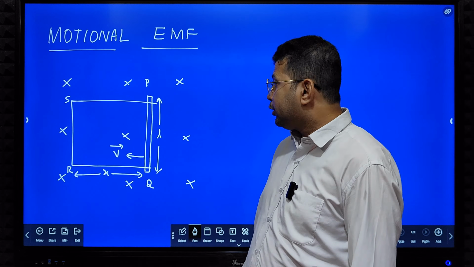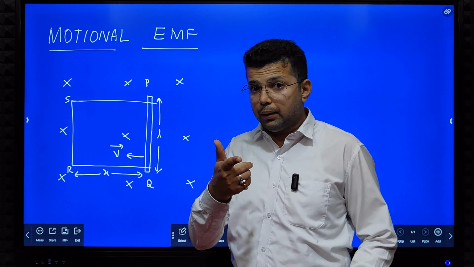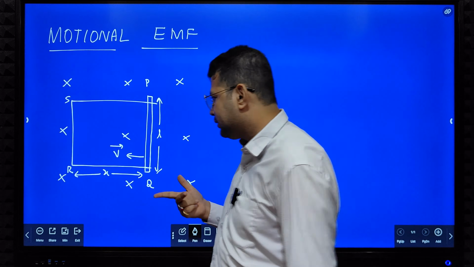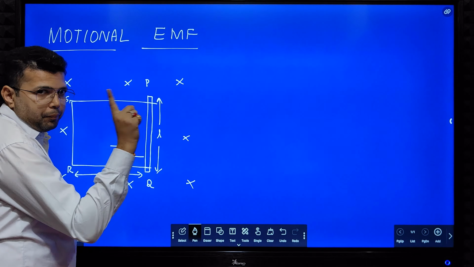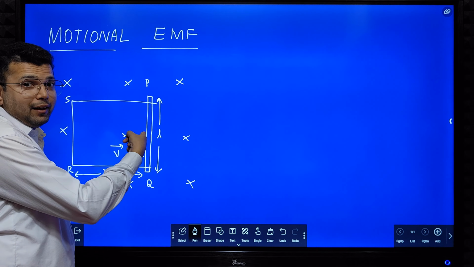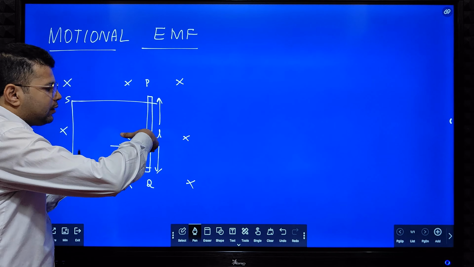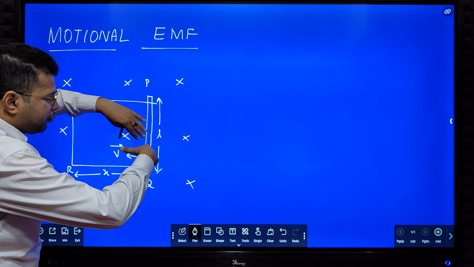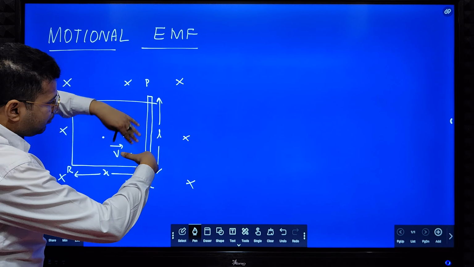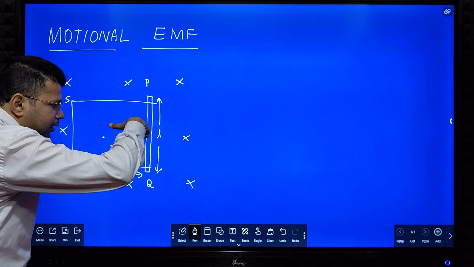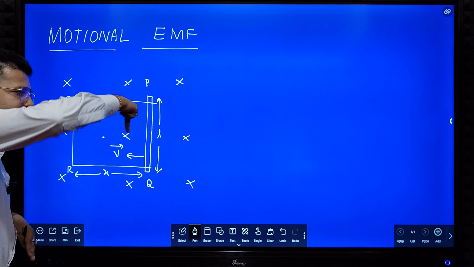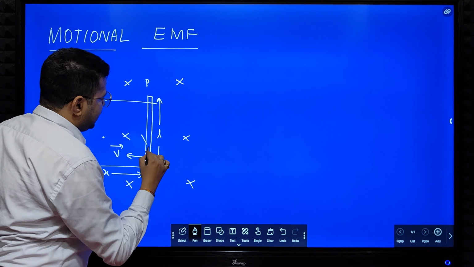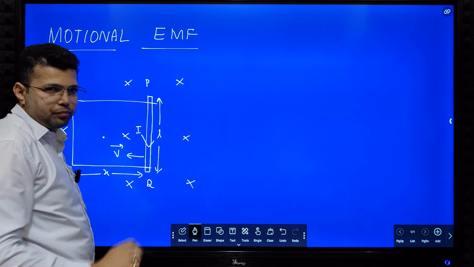The direction of current induced is given by Fleming's right hand rule. What does it say? If the forefinger points the direction of magnetic field into the plane of the board and the thumb represents the direction of motion of conductor, see, the rod PQ is going towards left, then the central finger will give you the direction of current. So this will be the direction of current in the rod.